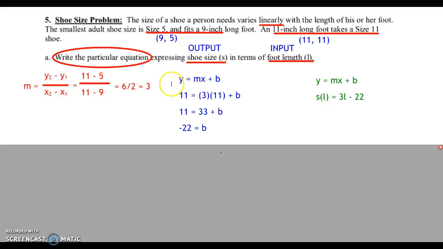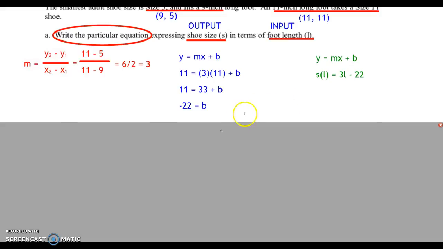Then we used, in blue here, the linear function to find the y-intercept. We knew that 11 was one of the points. We knew that the slope was 3, and we substituted both those in to find the y-intercept. In green, we substituted everything for what it's supposed to be. We're not using y here. We're using an output, which is S. The input value is L. So 3 times L minus 22 is going to be our linear function. That's the equation that we're looking for.